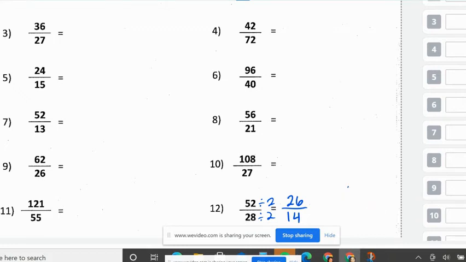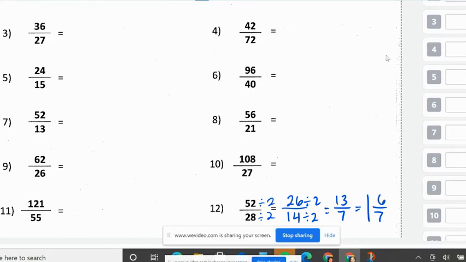They're both even, so let's divide them again. 26 divided by 2, 14 divided by 2. 26 divided by 2 is 13, and 14 divided by 2 is 7. 7 can go into 13 once, with 6 left over.